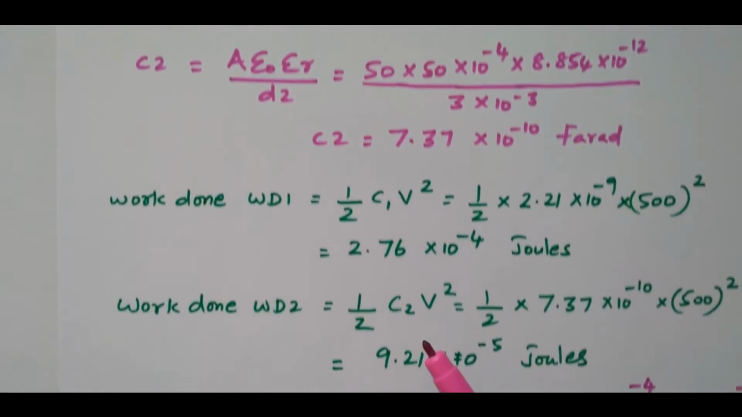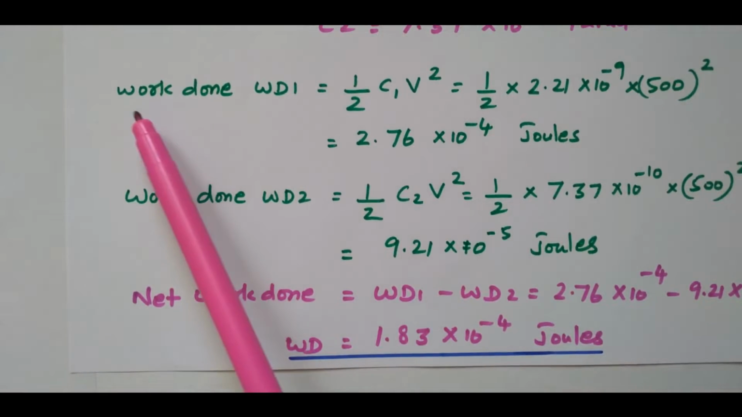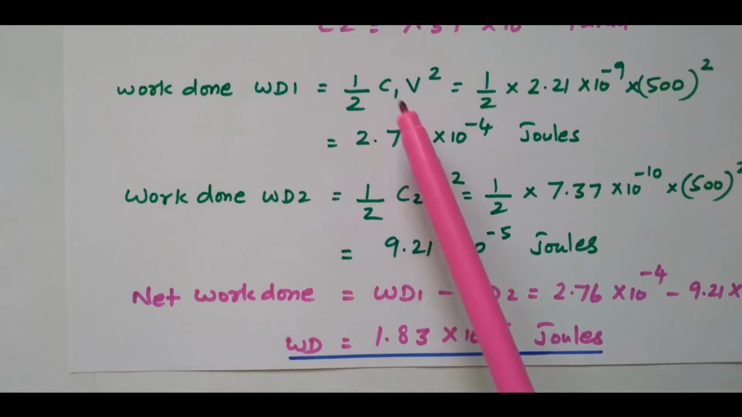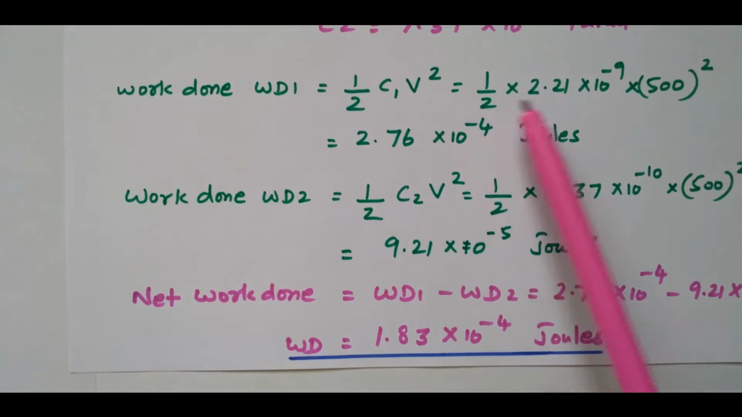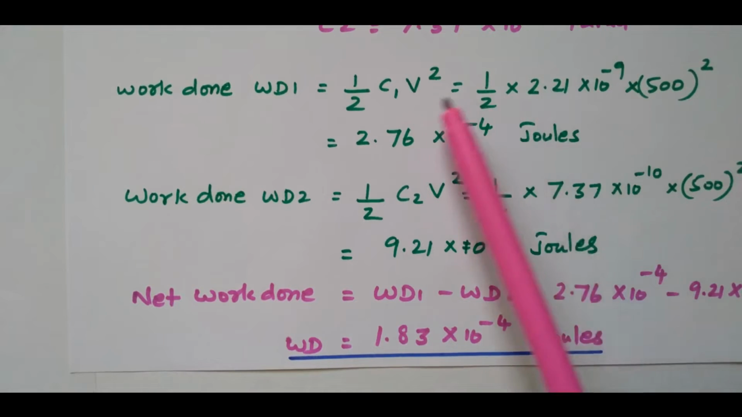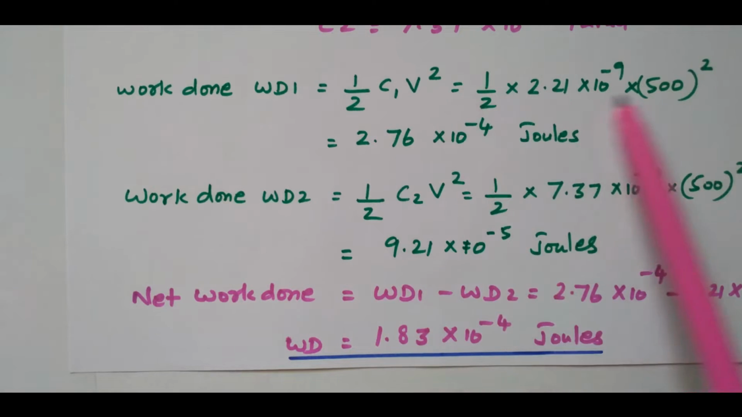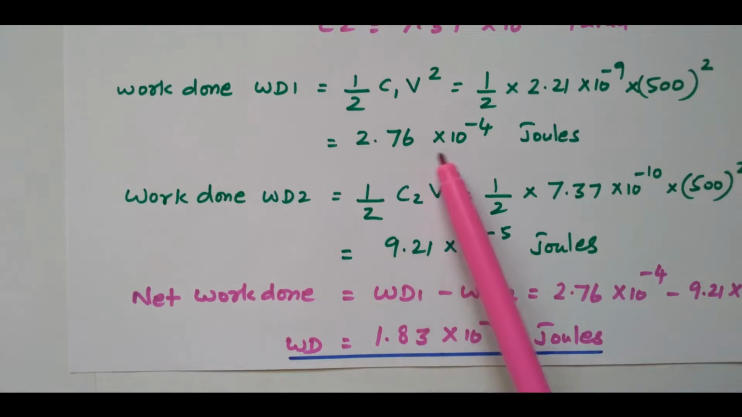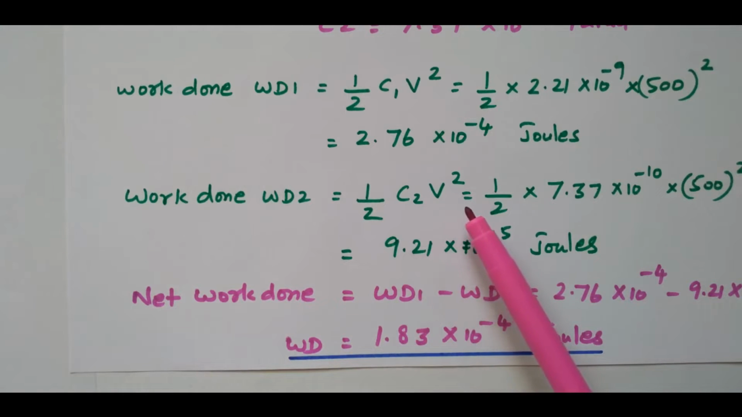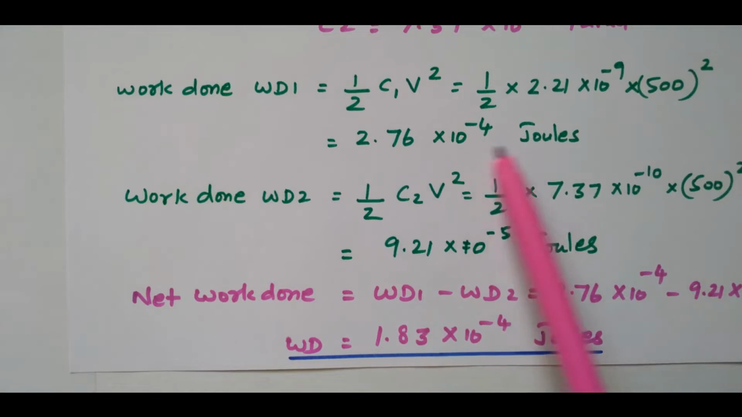So I will find this work done now. The work done WD1 equal to half C1 V square. Voltage is common, only C1 is different. So half into C1, which we calculated as 2.21 into 10 to the power minus 9, into the voltage, 500 volt, 500 square. By simplifying this, that is equal to 2.76 into 10 to the power minus 4 joule. When the distance is 1 millimeter, this is the capacitance value, and this is the work done.